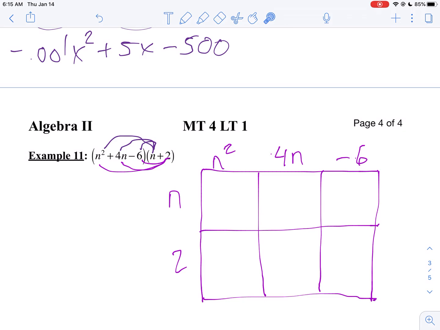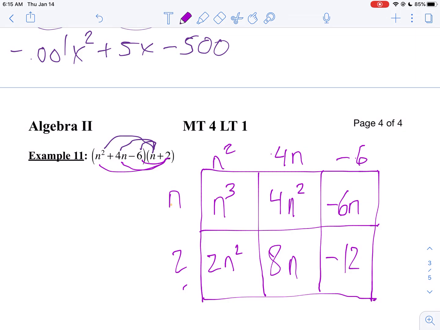N times n squared, well, that's n cubed. N times 4n, well, that's 4n squared. And n times negative 6, that's negative 6n. Then I'll do the same thing for the 2. I'll say 2 times n squared, well, that's 2n squared. 2 times 4n is 8n. And 2 times negative 6 is negative 12.